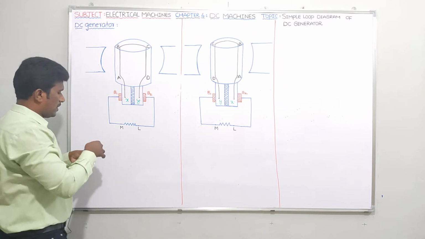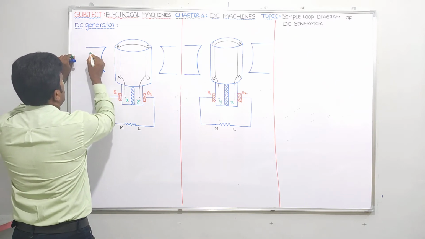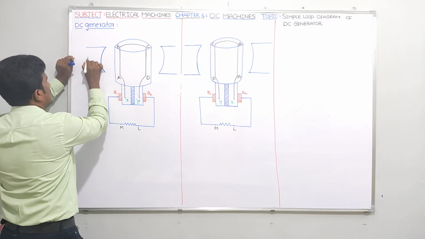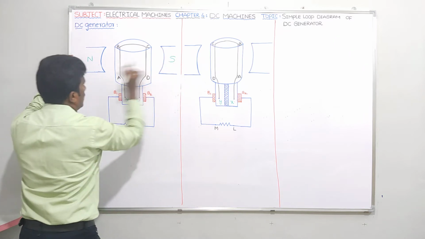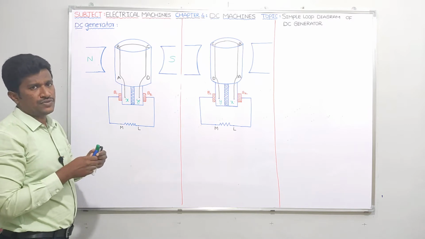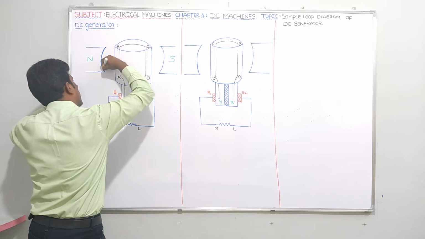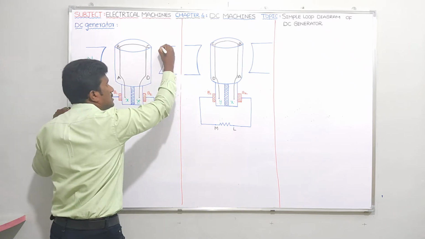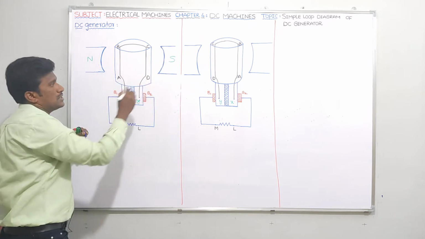See, let us assume that flux lines are going like this because of giving DC supply to the field winding. As I told you, flux lines always start from the north pole surface. I am taking this one as the north pole and this one as the south pole, right? North pole, south pole. Always the flux line starts from the north pole surface, from this surface flux lines will start, and this is the south pole surface, to which the flux lines will come.